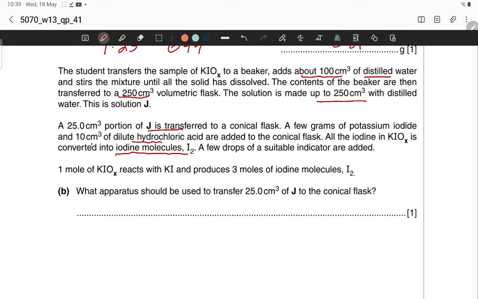1 mole of KIO_x reacts with KI and produces 3 moles of iodine molecules. What apparatus should be used to transfer 25 cm³ of J to the conical flask? This is a pipette.